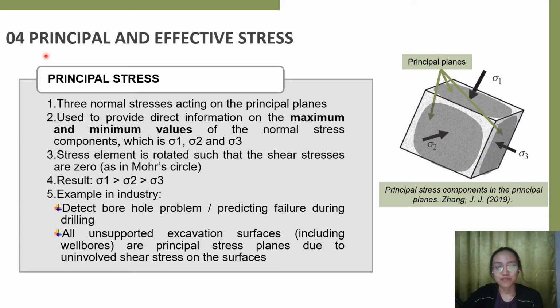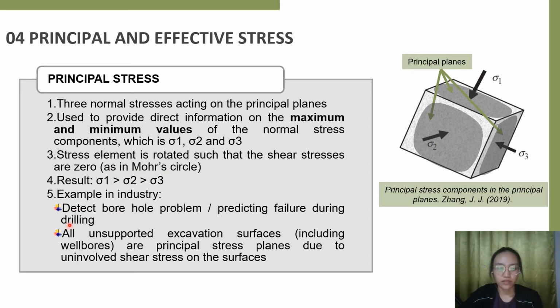Thank you, Isa. I'm Stephanie. I will talk about the principal and effective stress. So principal stresses are the normal stresses, which are sigma 1, 2, 3, acting on the principal planes, as I shaded gray here. It is used to provide direct information on the maximum and minimum values of the normal stress components. The stress element is rotated such that the shear stresses become zero, which I will show in the next slide of the Mohr circles. As a result, the highest value is sigma 1 and the lowest value is sigma 3.